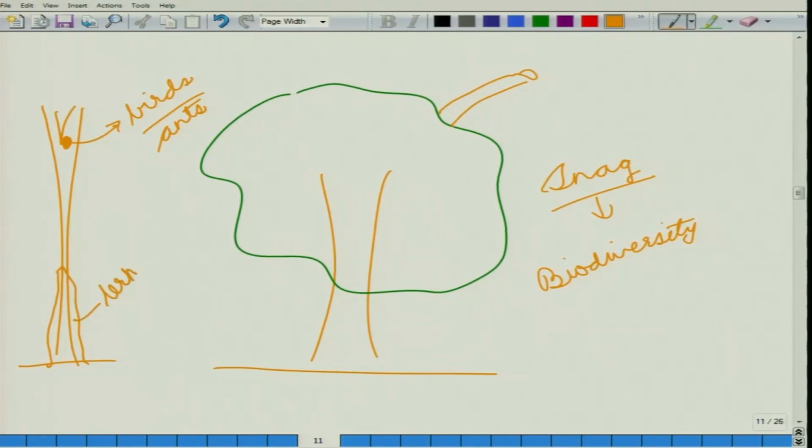termite hill. So, a termite hill might form on this tree and utilize its resources. Even this tree which is completely dead has its own biodiversity utility. So, we leave these trees in a protected area such as a national park or a wildlife sanctuary for use by birds, ants, termites and so on. So, a snag is essentially a dead branch.